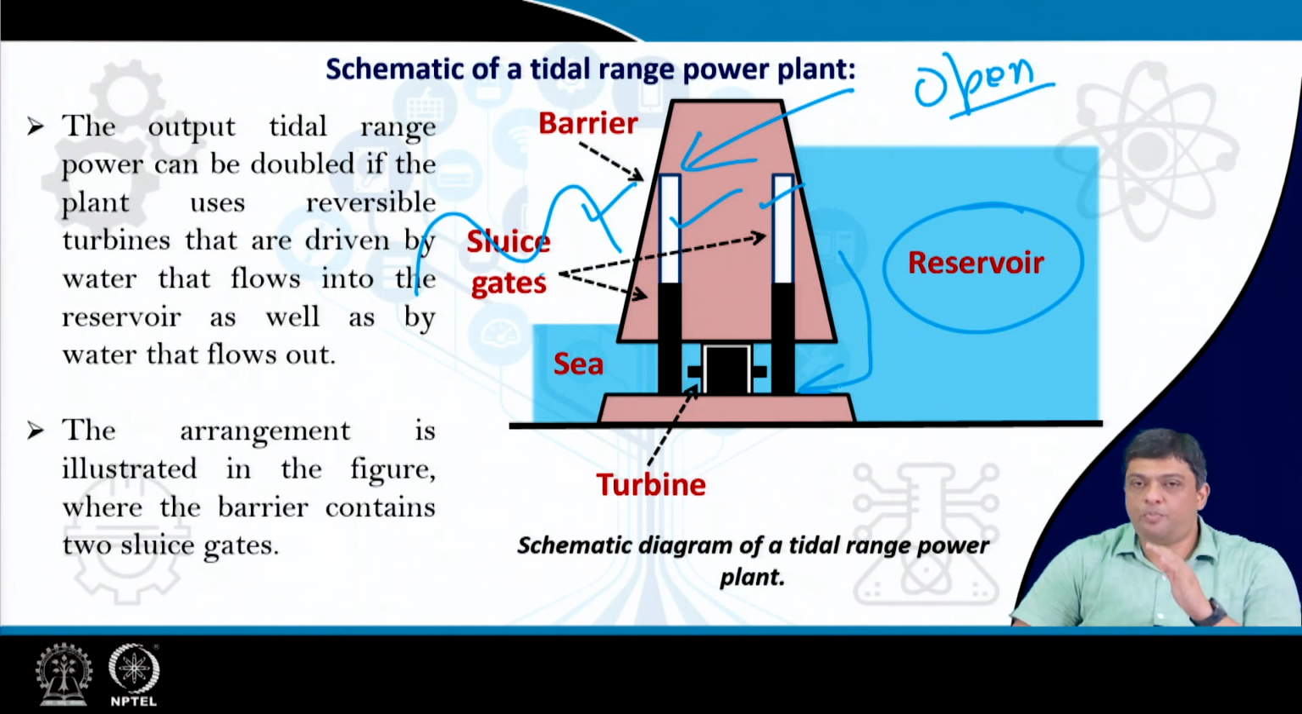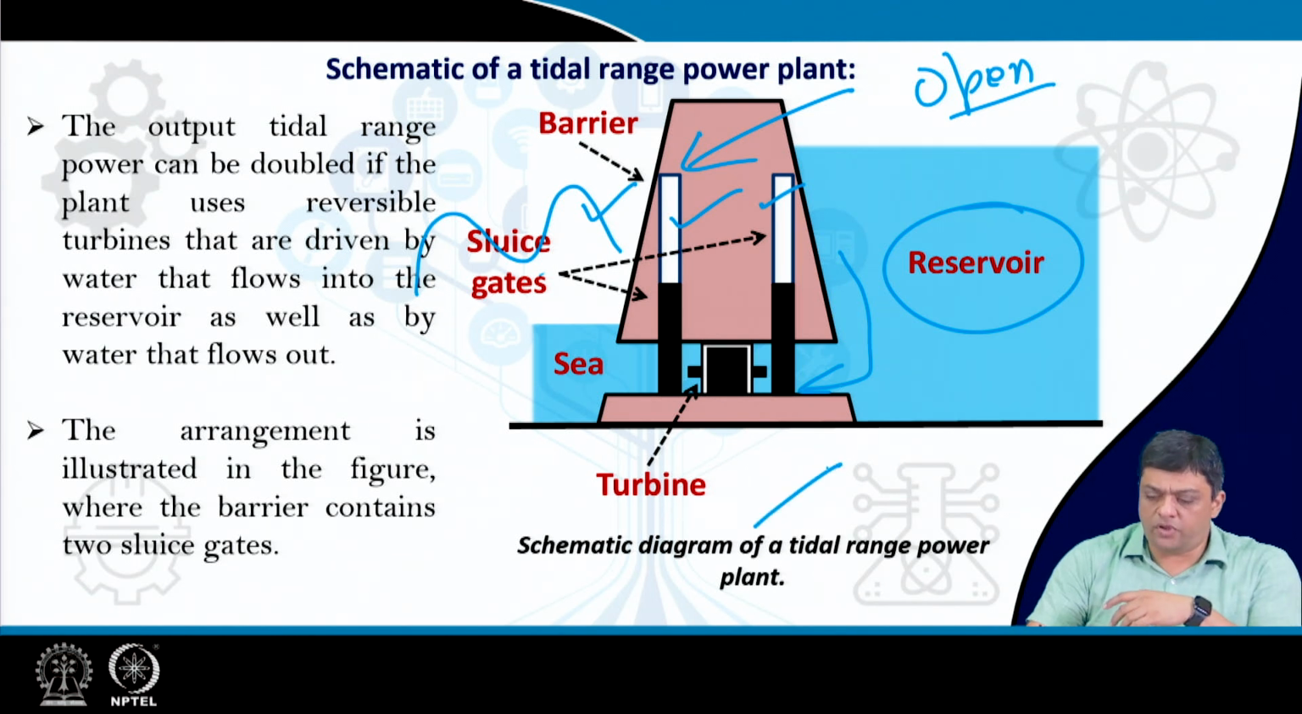Very simple design. Operation is simple, similar to what we have discussed earlier. You just have to remember that the output tidal range power can be doubled if the plant uses a reversible turbine that is driven by water that flows into the reservoir, as well as when the water is flowing back. Do you remember what was the design when we were talking about vibrating air column water converters? The Wells turbine. So, similar to the Wells turbine, if you can have such turbines in tidal range power plants, then the output can be enhanced, and this is what we just discussed.